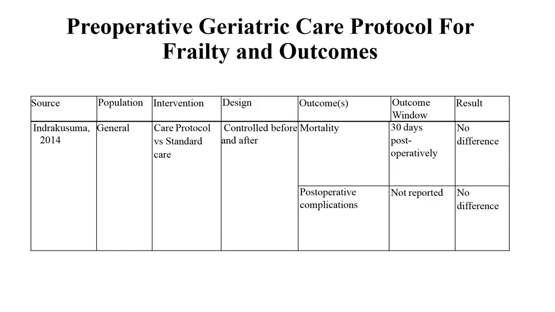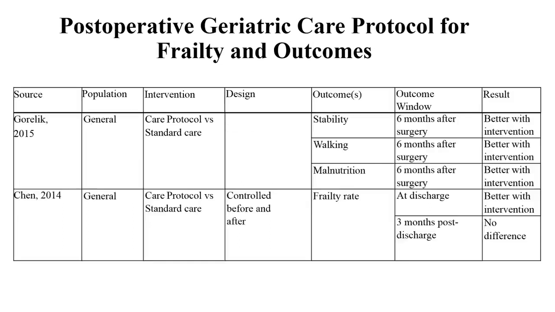In a general surgical population, what you see here is in terms of 30-day mortality and postoperative complications, the geriatric care bundle, really we saw no difference in a general surgery population. However, when we looked at functionality and improvement in function, we did see that in a general surgical population, there is improvement postoperatively. You don't necessarily see it right before surgery, but postoperatively, you will see an improvement in function with these geriatric care bundles.